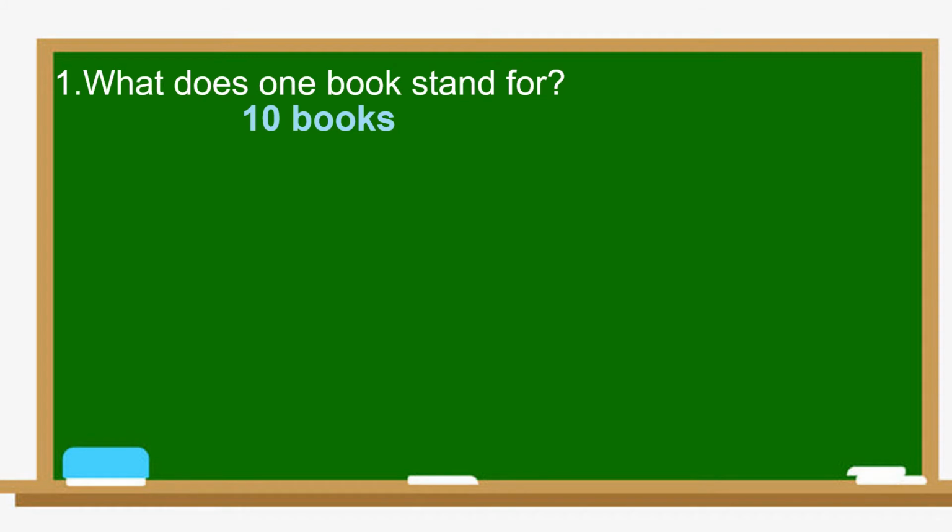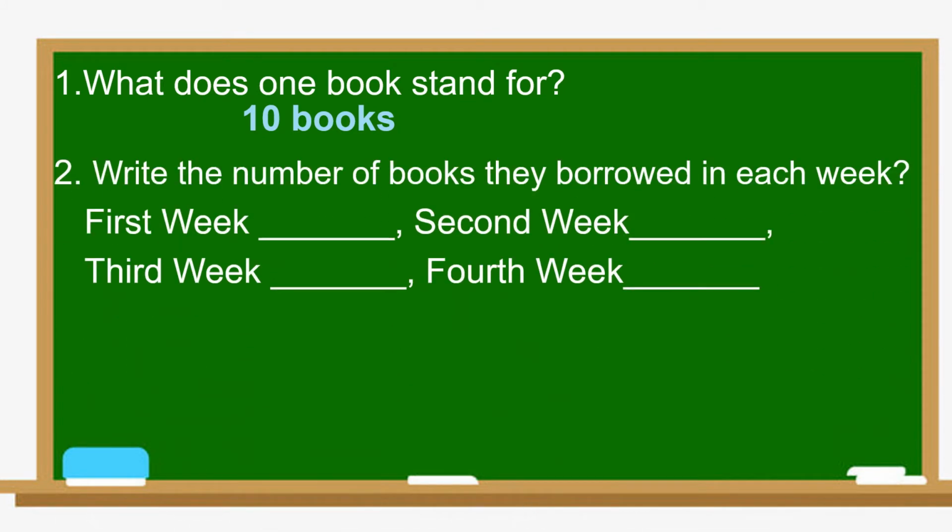Number 2. Write the number of books they borrowed in each week. You are correct if your answers are 20 books on the first week, 30 books on the second week, 50 books on the third week, and 30 books on the fourth week.